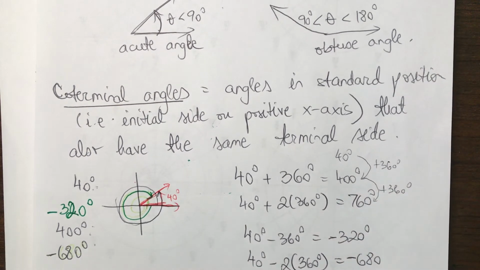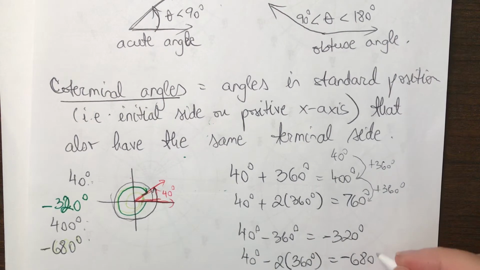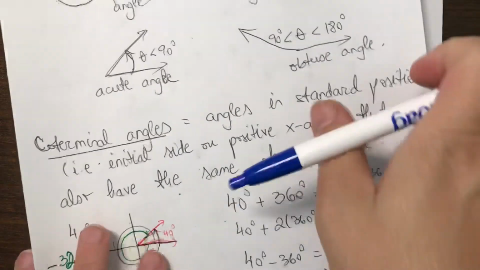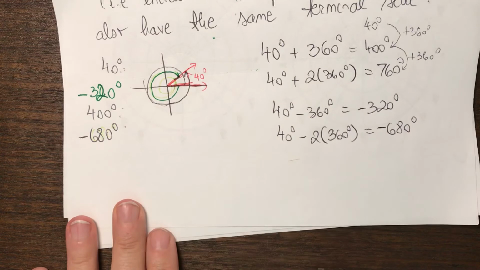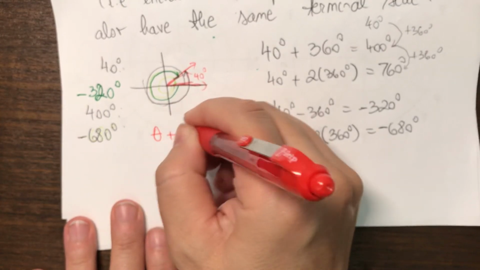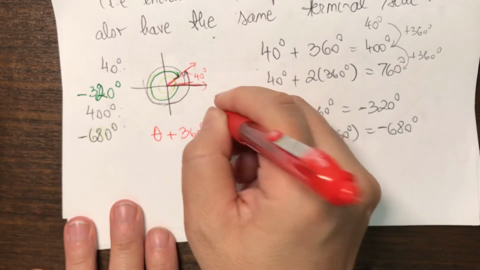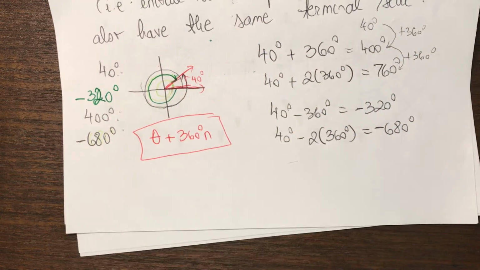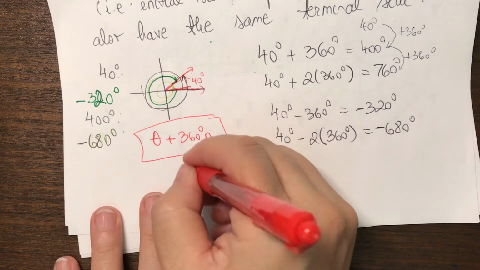So in other words, to go from an angle to any coterminal angles, what do I simply have to do? Add or subtract 360s to it. So theta plus 360n. That's what I'm going to write. Now, where n is what? Any integer.